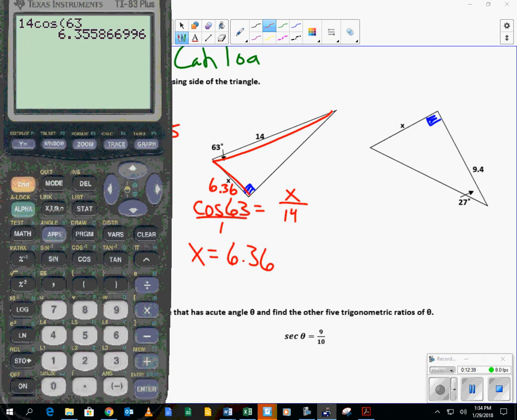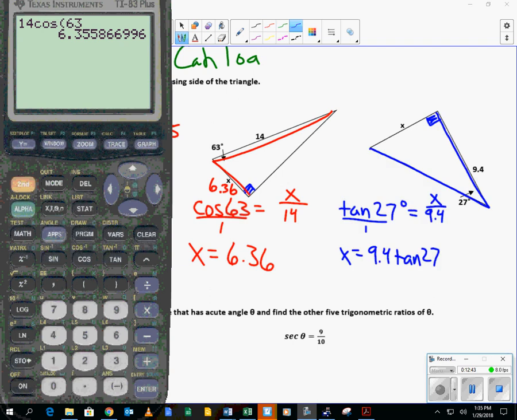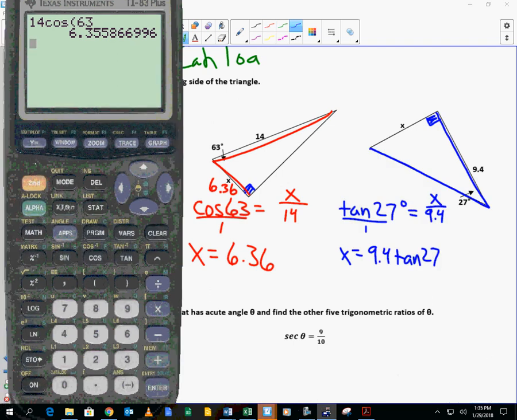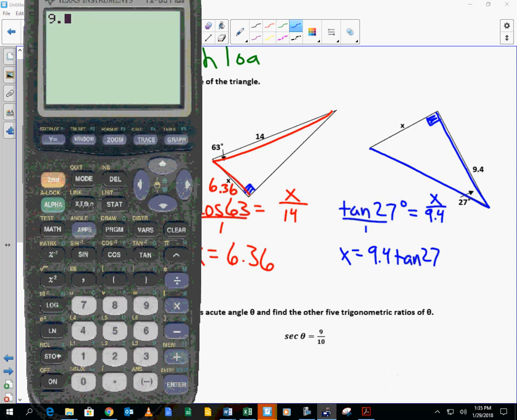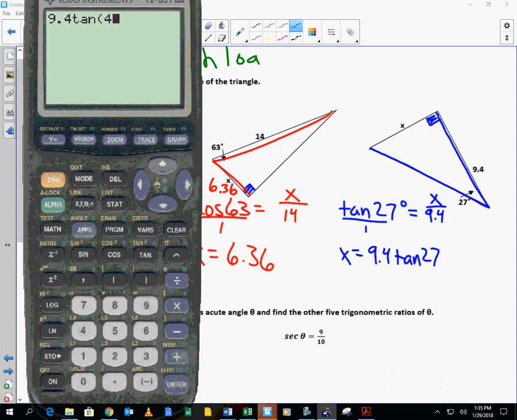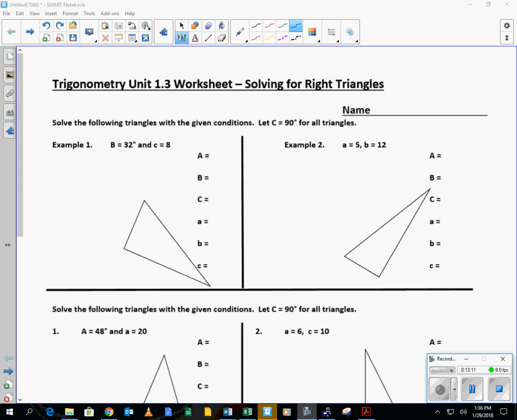You try the last one on your own. Go. Okay, so I got x is 4.79. We all good? Sweet. Very good.